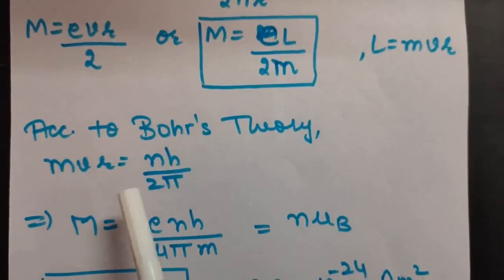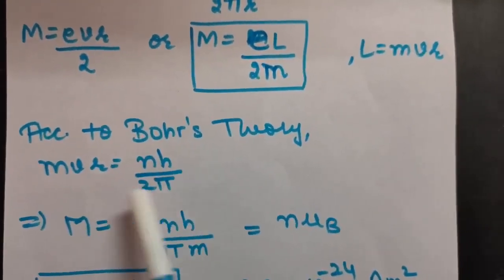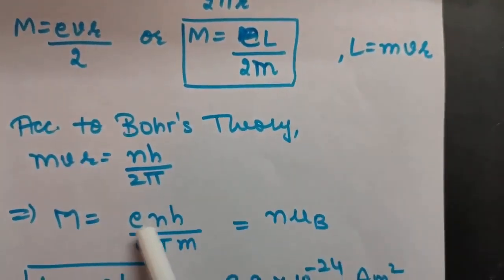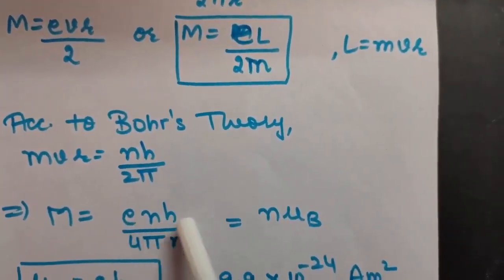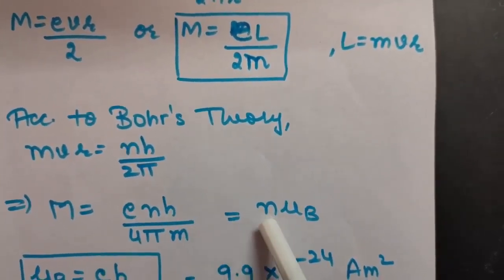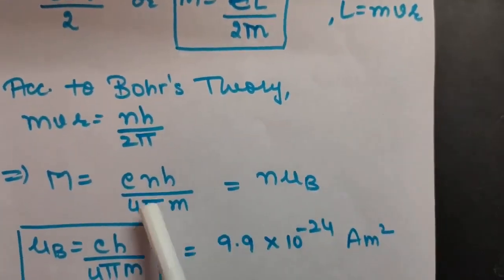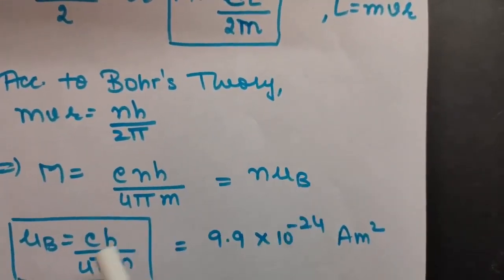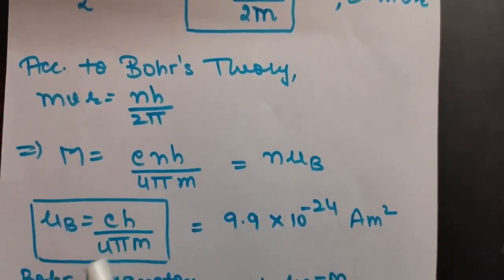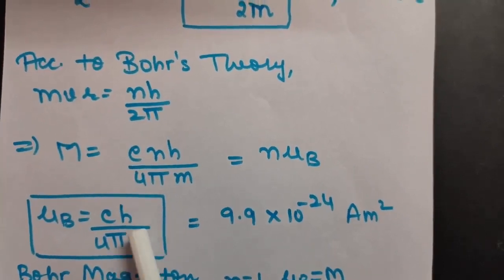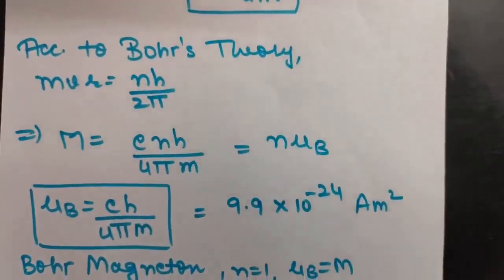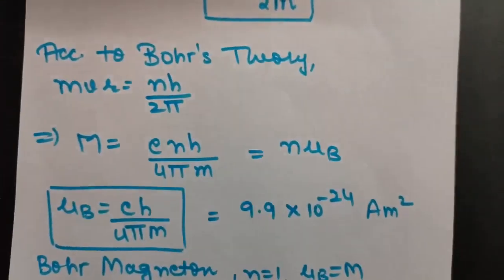So from here, mvr is nh upon 2 pi, that is L is equal to nh upon 2 pi. If we put the value of L in the magnetic moment, you will get e n h upon 4 pi m. It can again be written as n mu b. If you compare them, you can say mu b is nothing but eh upon 4 pi m. This mu b is called Bohr's magneton, and its value is 9.27 into 10 to the power minus 24 ampere meter squared. So this is called the Bohr magneton.